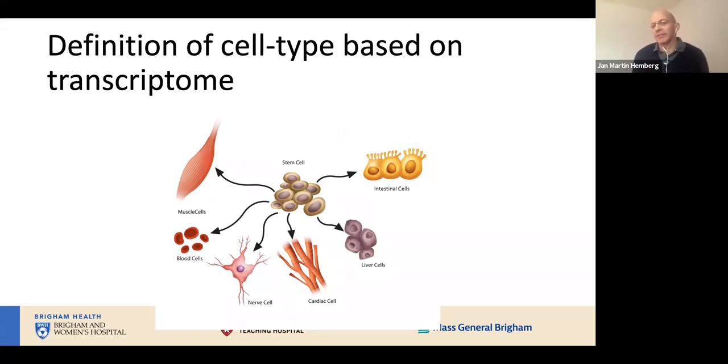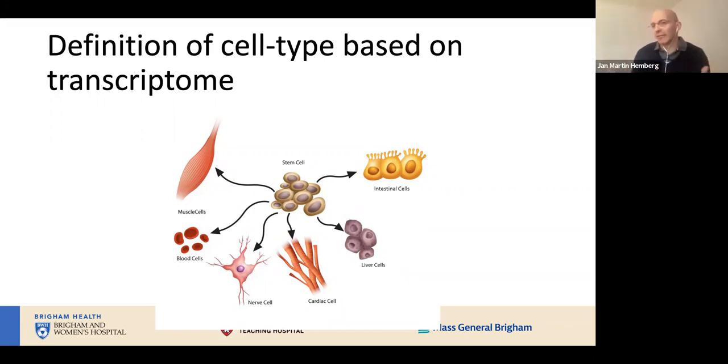Traditionally, cell types were defined based on morphology, but then people started finding different types of protein surface markers that they could measure, and that allowed you to get a more molecular-based definition. But then, of course, with single-cell RNA-seq, you can take that even further.